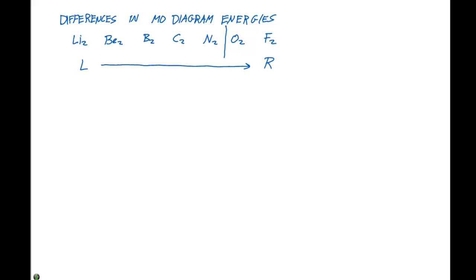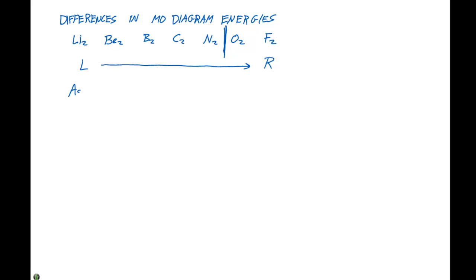In the last video, we discussed the molecular orbital diagram energies for the second row diatomic molecules. And we indicated that there was a difference between the diagrams when we go from nitrogen to oxygen. So this video is going to attempt to explain that difference.